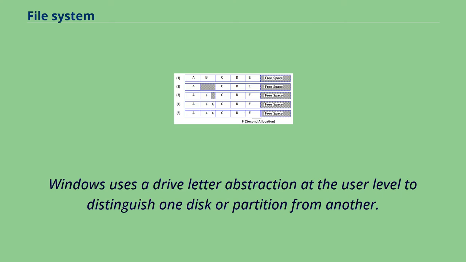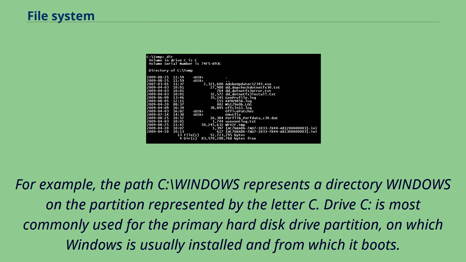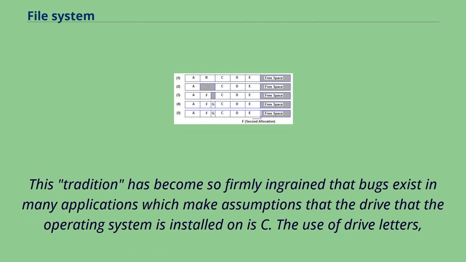Windows uses a drive letter abstraction at the user level to distinguish one disk or partition from another. For example, the path C:\Windows represents a directory Windows on the partition represented by the letter C. Drive C is most commonly used for the primary hard disk drive partition, on which Windows is usually installed and from which it boots. This tradition has become so firmly ingrained that bugs exist in many applications which make assumptions that the drive that the operating system is installed on is C.